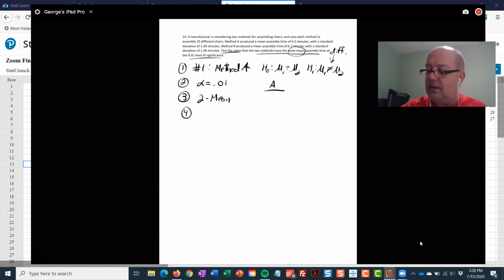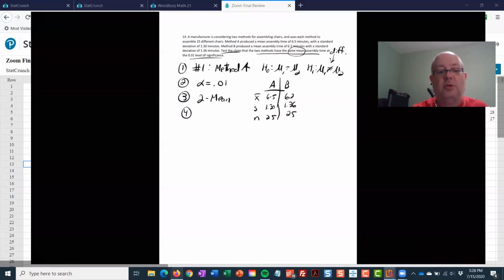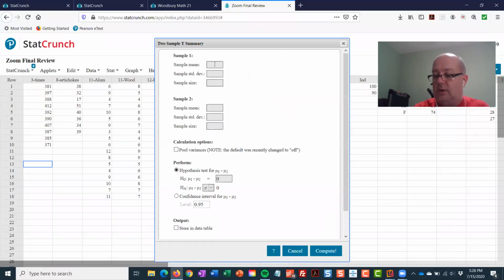For method A, the mean was 6.5 minutes, the standard deviation was 1.30 minutes, and the size was 25. For method B, 6.2 was the mean, 1.36 for standard deviation, also 25 for the size. Okay, now we can go ahead and compute this. Sample mean 6.5, standard deviation 1.30, sample size 25. Onto the second sample, 6.2 for the mean, 1.36 for standard deviation, also 25 for size.